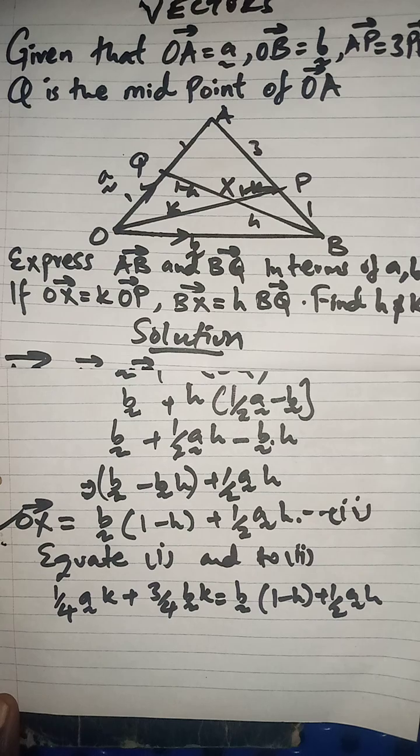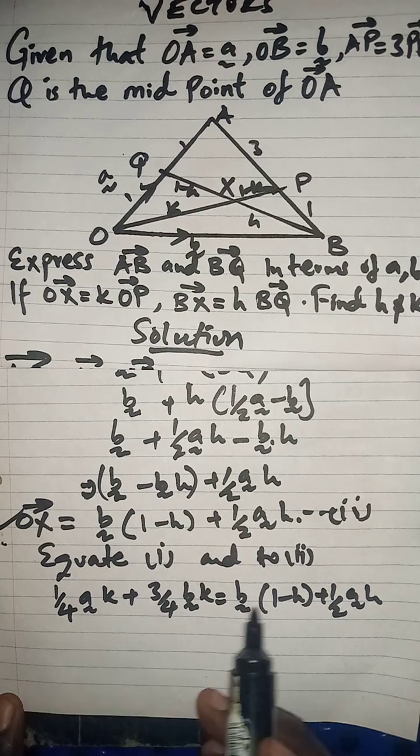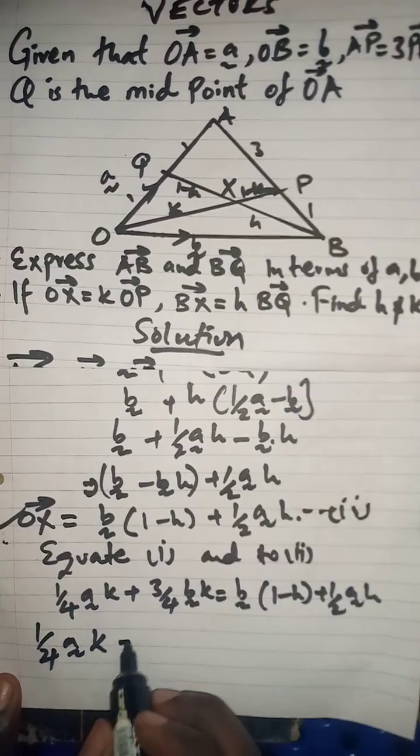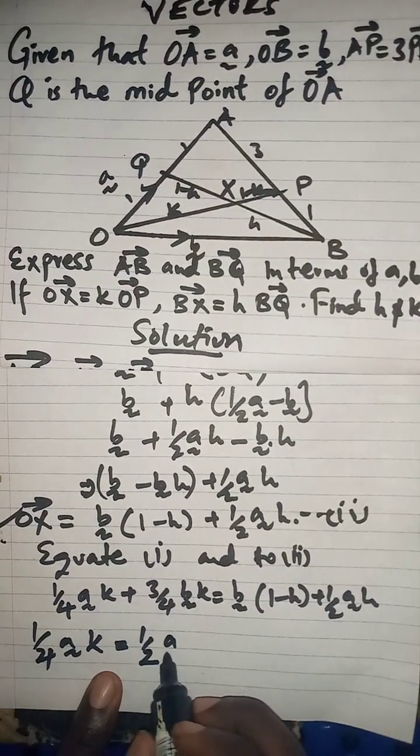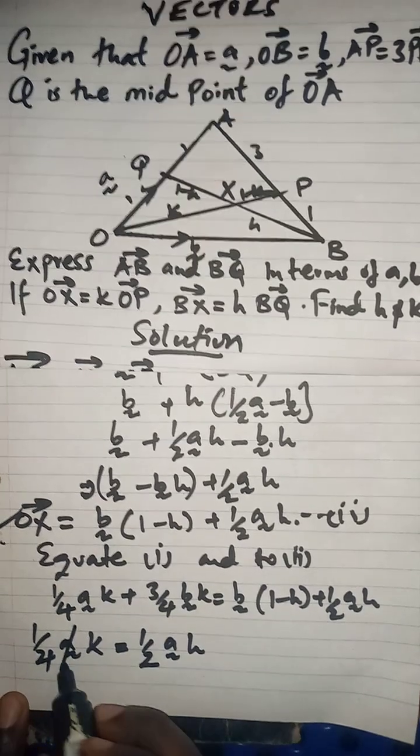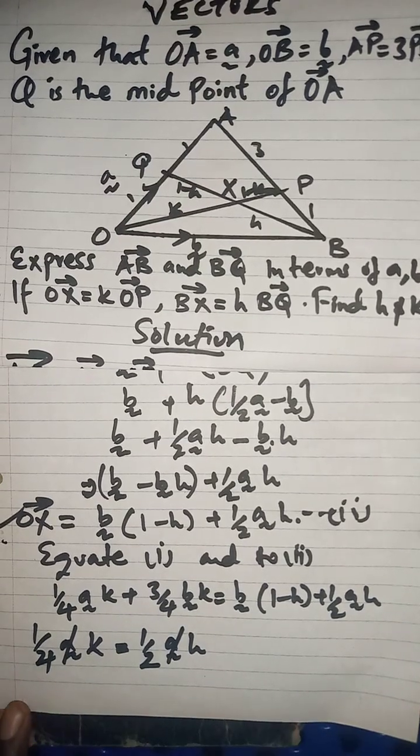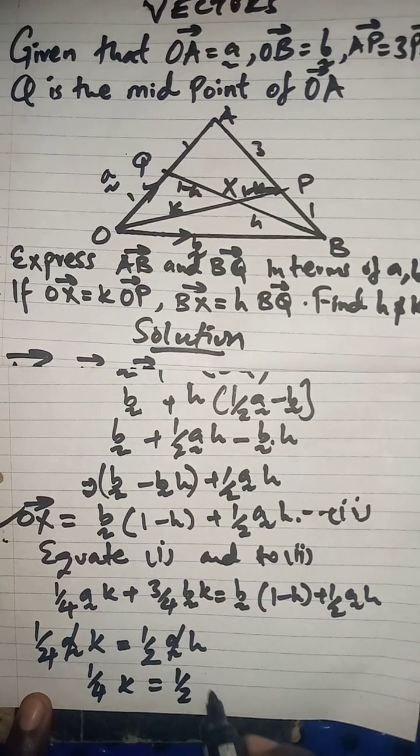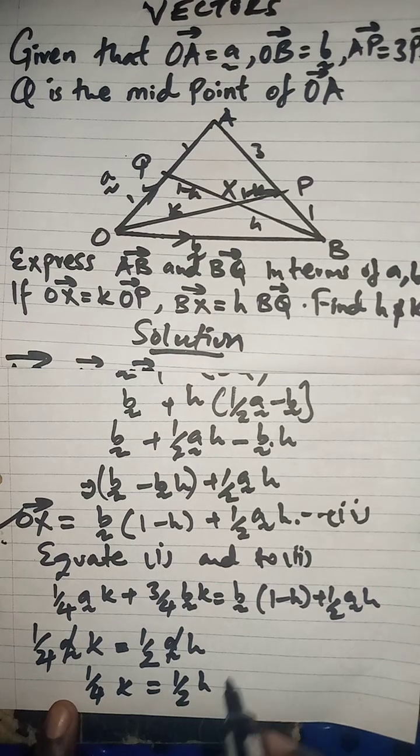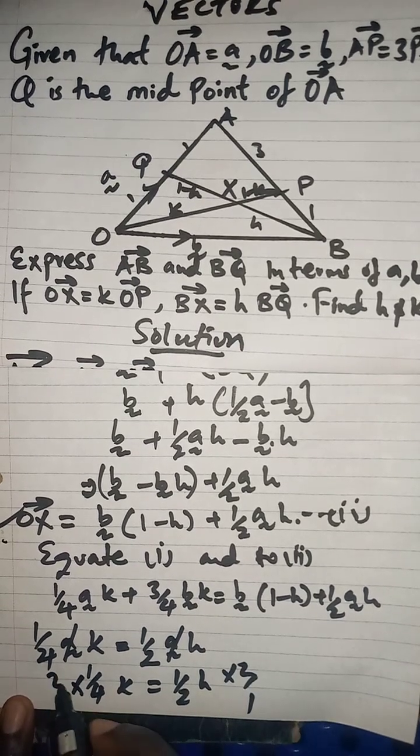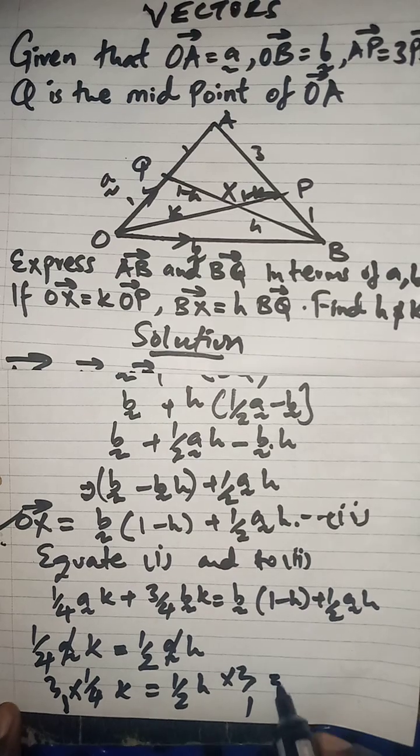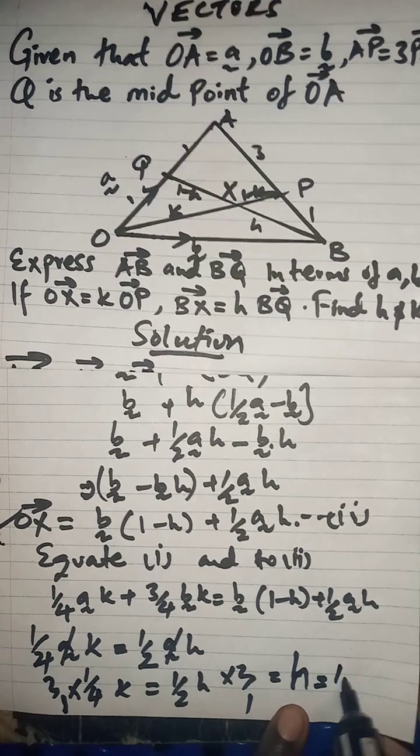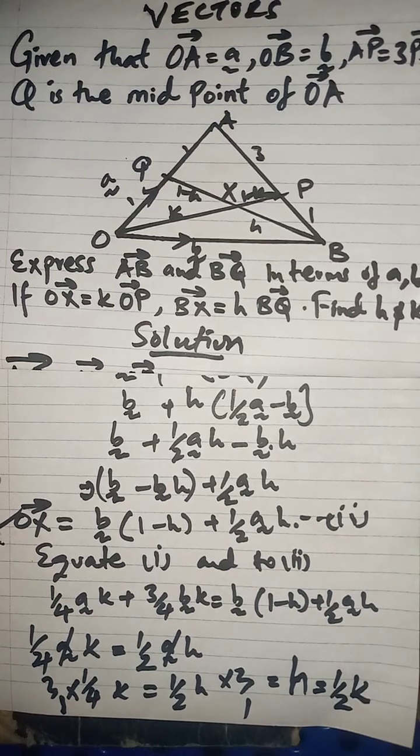Then since vector A is on this side, I'm going to equate it to vector A on the other side so that I have a quarter vector AK is equals to a half vector AH, and then cancelling the vector A, I'm going to get a quarter K is equals to a half H, cross multiplying by 2 over 1 on both sides. I'm able to get that the value of H is equals to a half K. You're able to see that?